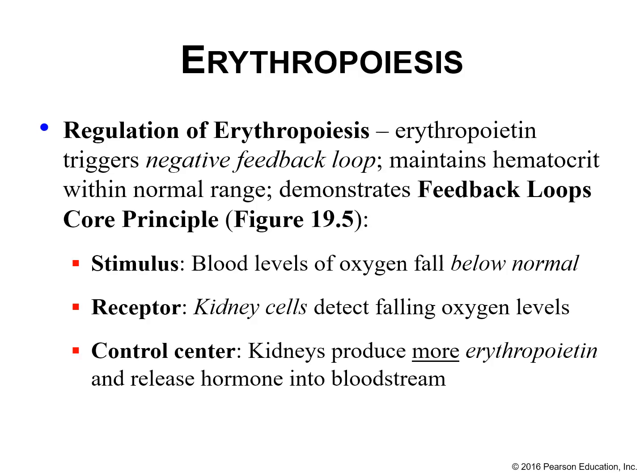Remember, erythropoietin is the hormone produced by the kidneys that triggers a negative feedback loop. So let's go through the feedback loop. The stimulus for producing erythropoietin is when the blood levels of oxygen fall below their normal levels. That's called tissue hypoxia. The kidney cells are the receptors that detect this falling oxygen level, and that incites the kidneys to produce more erythropoietin, and that hormone is introduced to the bloodstream.